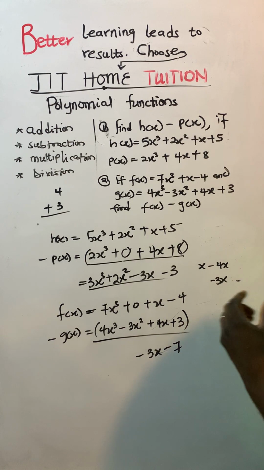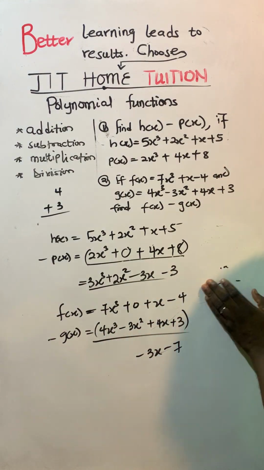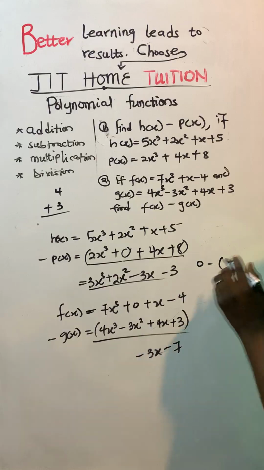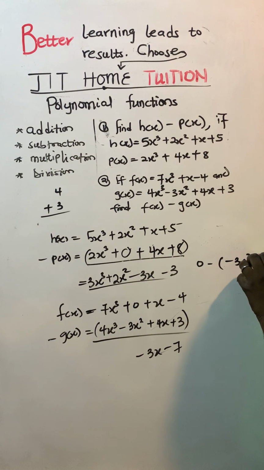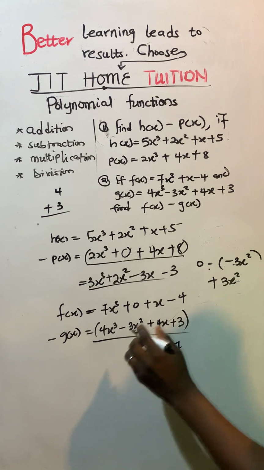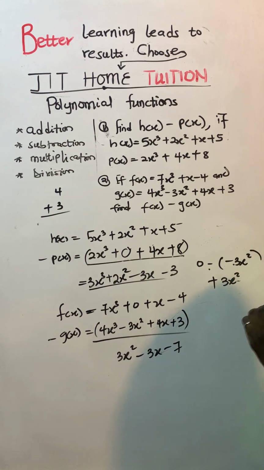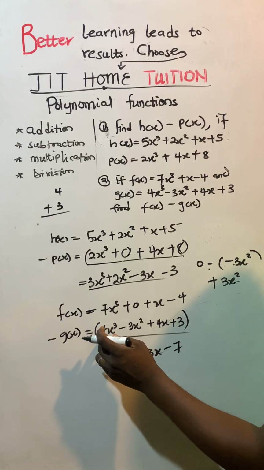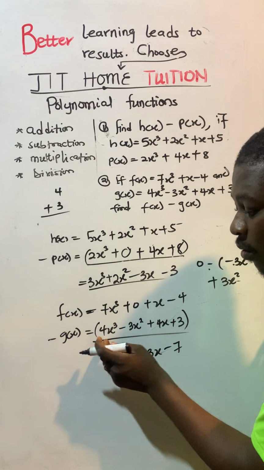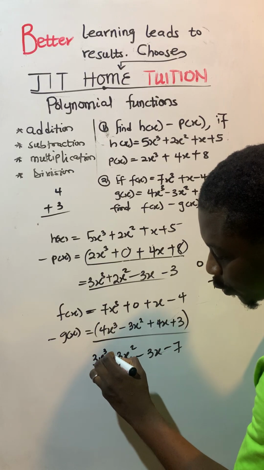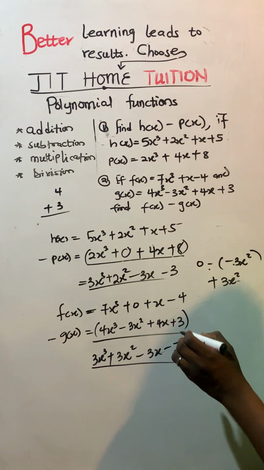I hope you are following. Then now watch this side. The negative, it is 0, negative 3x squared. Negative will give you positive. So you have 3x squared. So that will become plus 3x squared. All right, and the negative will also affect this one, so it will become negative 4. And so when you subtract, that will give you 3x cubed. Then you have it this way. This is your answer.